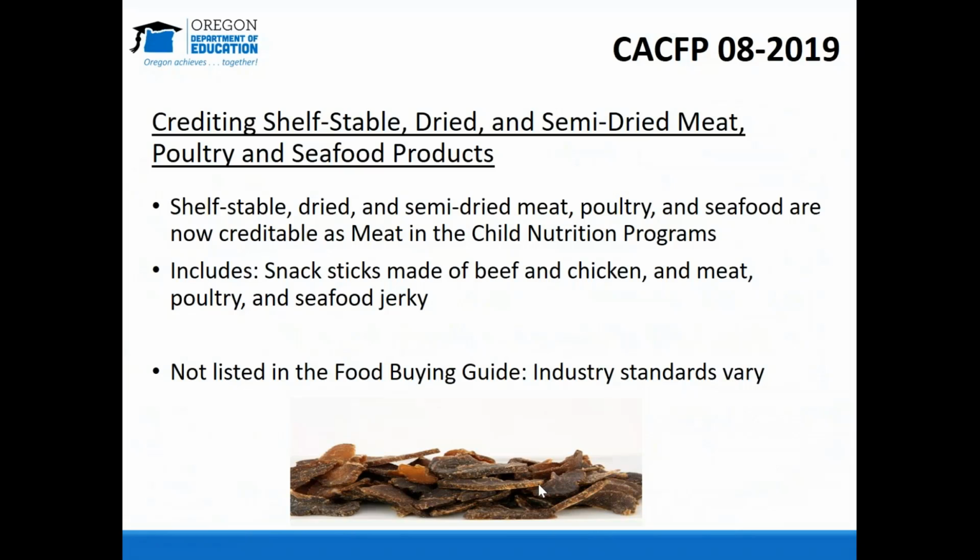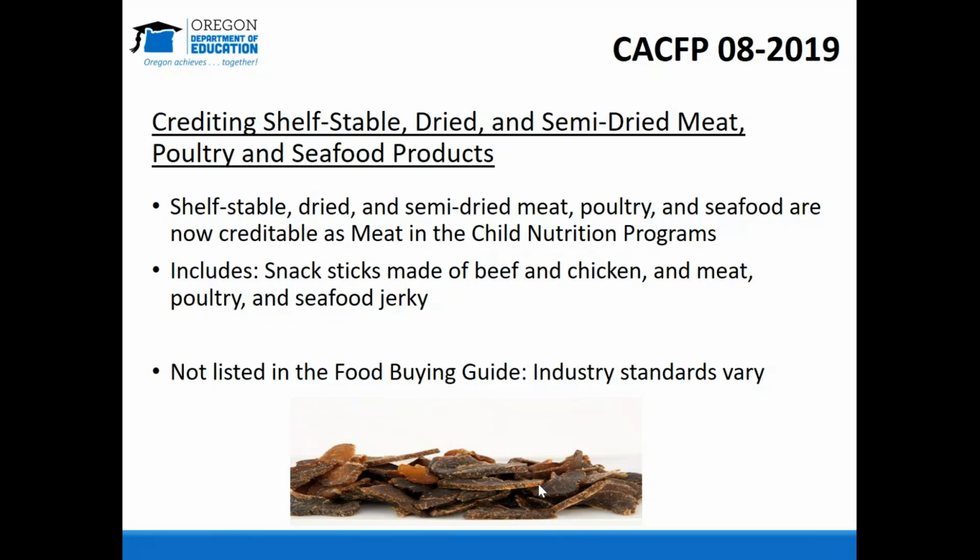Let's start off with Memo 08-2019. This is the one titled Crediting Shelf-Stable, Dried and Semi-Dried Meat, Poultry, and Seafood Products. This memo states that shelf-stable, dried, and semi-dried meats, poultry, and seafood can now be creditable as part of the meat components in the child nutrition programs.